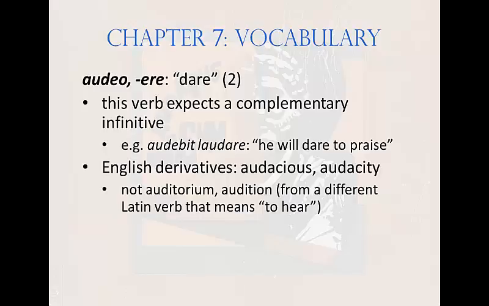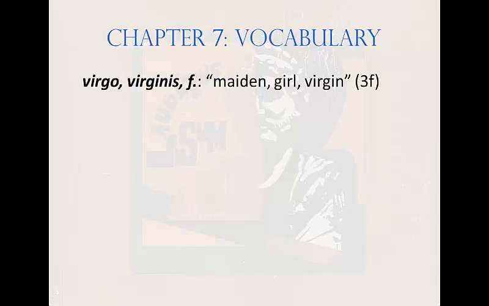The next word is virgo, virginis, feminine, meaning maiden, girl, or virgin. It's a third-declension feminine noun. Let's see how well you've been listening to this presentation. What's the base of this word? Good. V-I-R-G-I-N, which you get by dropping the I-S from the genitive singular.